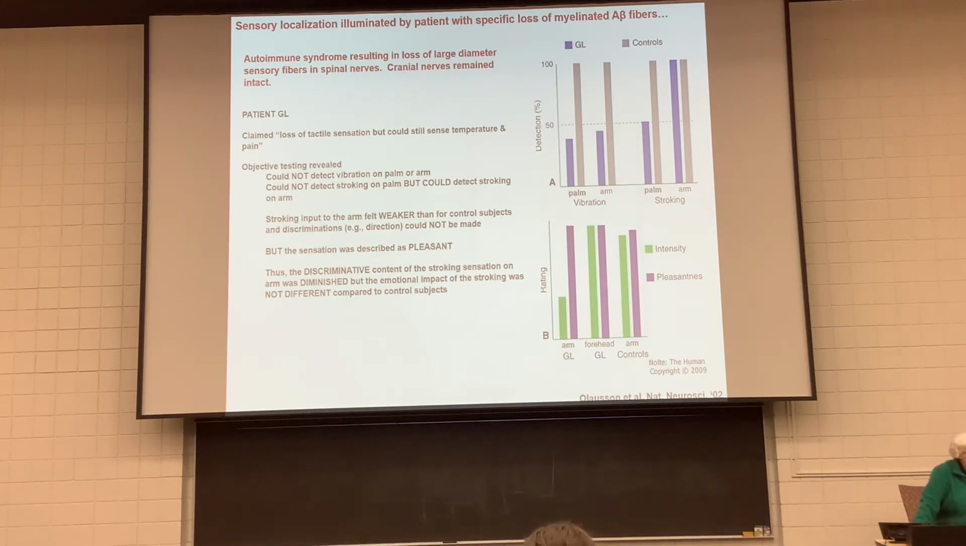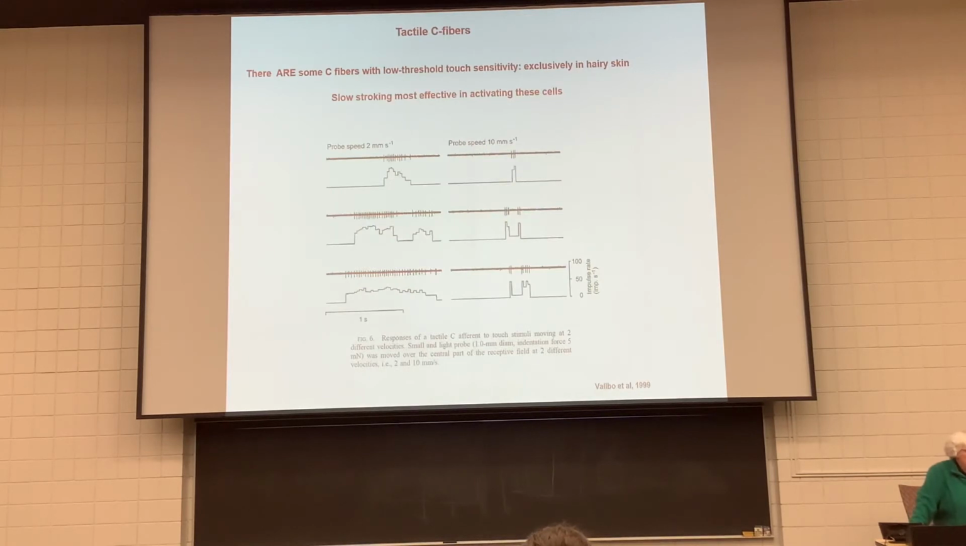So then the question is, if you don't have A betas, where is that information coming from? Well, it turns out we always tell you things as though they're black and white. There is a subpopulation of C fibers, which normally carry pain, and they seem to be primarily in the hairy skin that can activate those axons. But their pathway does not get them up to primary sensory cortex. I'll show you where it goes on the next slide.